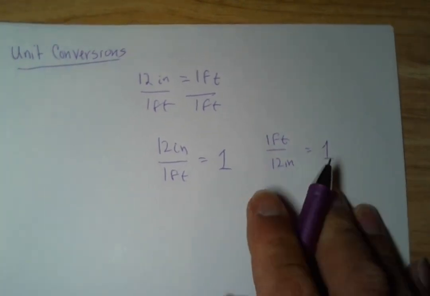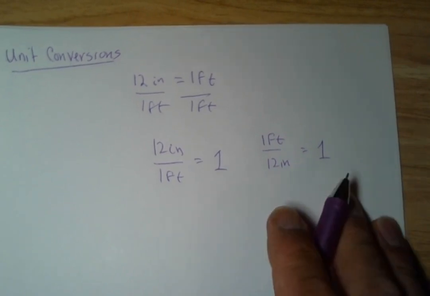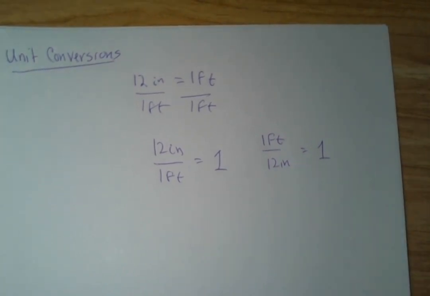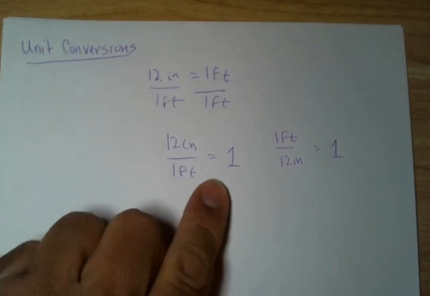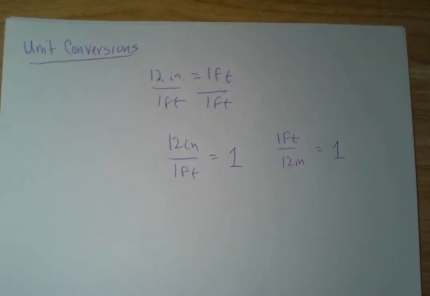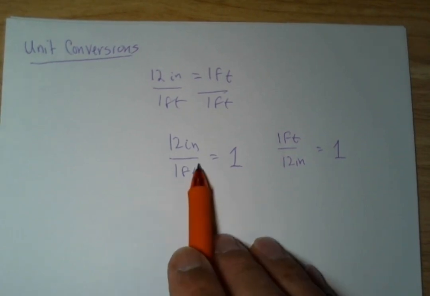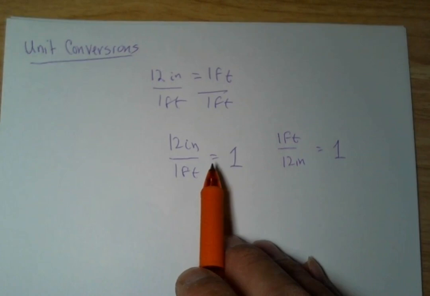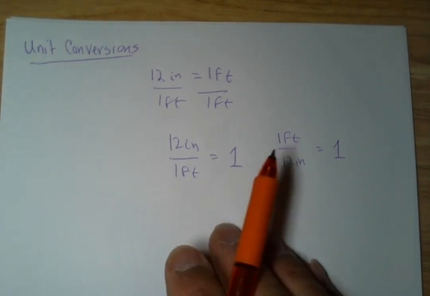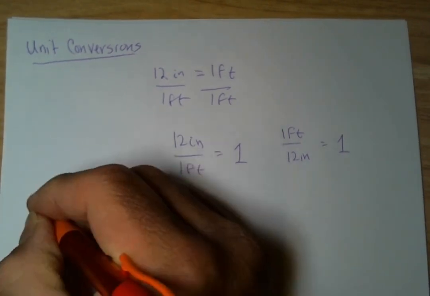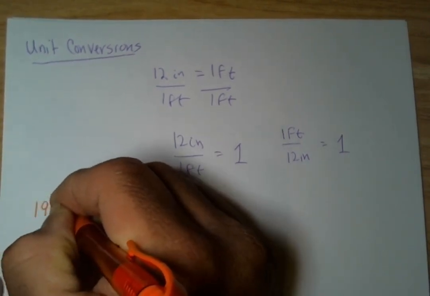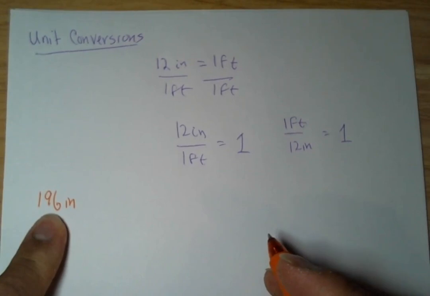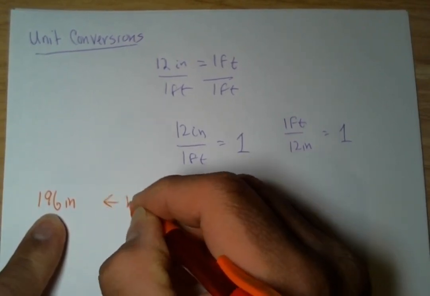Now which one you use depends on which direction you're going. I'll explain more what I mean by that when I work through a problem. The idea here is that since this is equal to 1, you can multiply any quantity by this value. And since it is equal to 1, you're not changing the actual value of the quantity. What you are changing are the units of it. So for instance, let's say that we have 196 inches, and I want to determine how many feet this is.